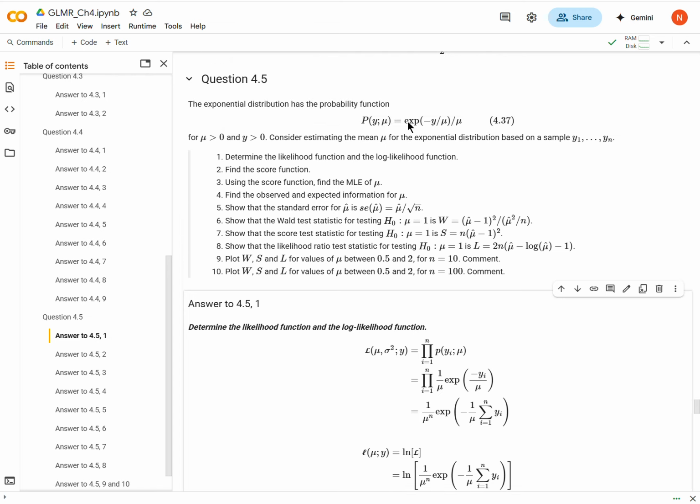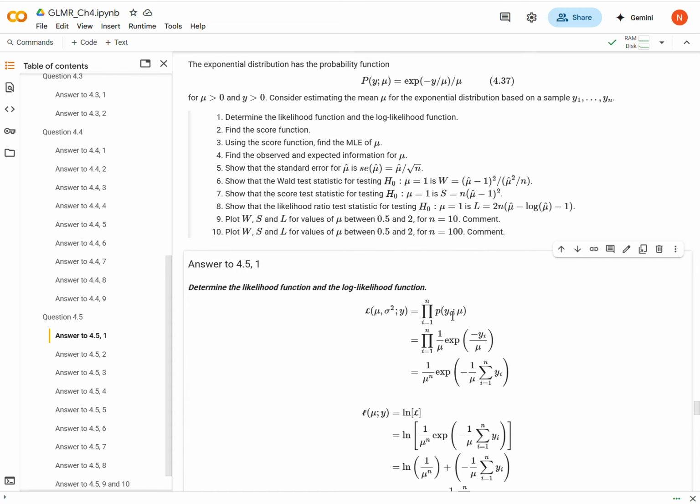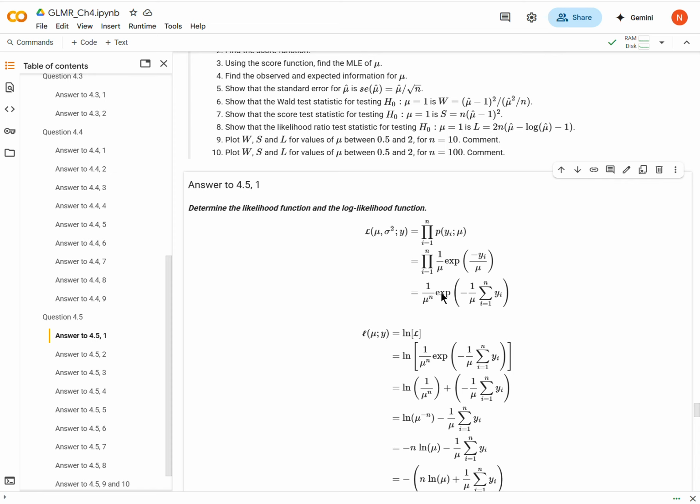Okay, so part one is we want to determine the likelihood function and the log likelihood function of our density. Remember that the likelihood function is really just the product of each observation, where each observation comes from whatever distribution. Here it's the exponential distribution. And so you do the math and eventually you simplify it, and here it looks something like this. And of course, the log likelihood is just taking the log of the likelihood. That's all it is.